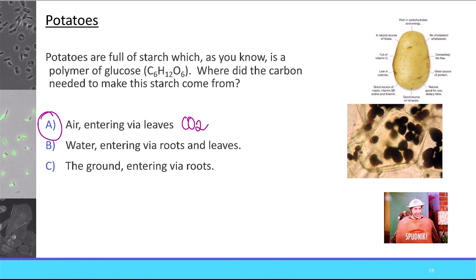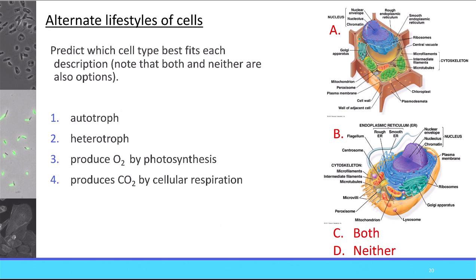So again, let me know in the comments below if your answer to this changed at all, and if it did, how it changed. And then the last question we're going to talk about is our alternate lifestyles of cells. So we're going to go ahead and match these up as well. So for number one, an autotroph. An autotroph is going to be our plant cells. And so by taking CO2 and fixing it, they are, in a sense, self-feeders, and they're making their own glucose.